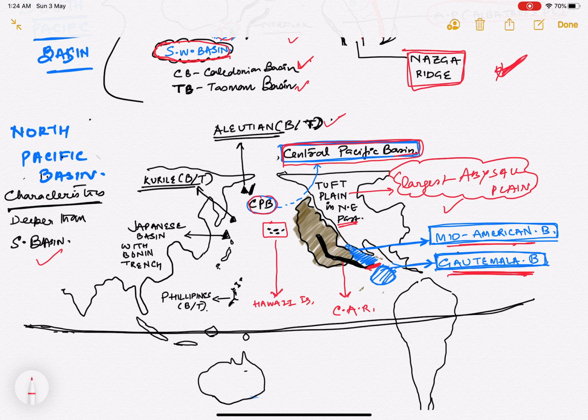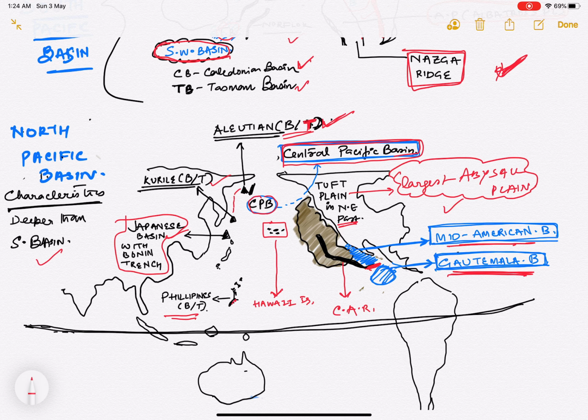Now, towards the east of the Central Pacific Basin, we have the Aleutian Basin with the Aleutian Trench. Next, we have your Kuril Basin with your Kuril Trench. Next, we have your Japanese Basin with the Bonin Trench. Next, we have your Philippines Basin with your Philippines Trench.